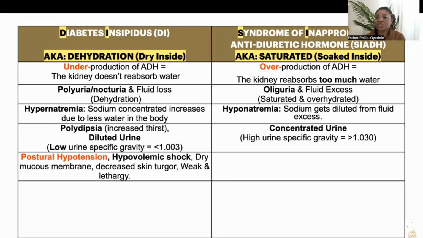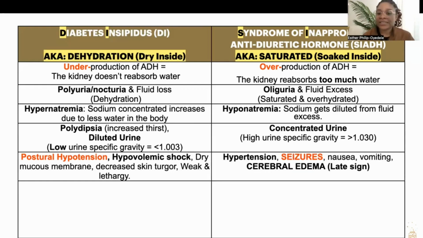Aside from that, this patient is just dry. Their mucous membranes are dry. Their lips are dry. Their skin turgor is poor. They're weak, lethargic, and tired because all this fluid keeps coming out of them because they don't have enough ADH.